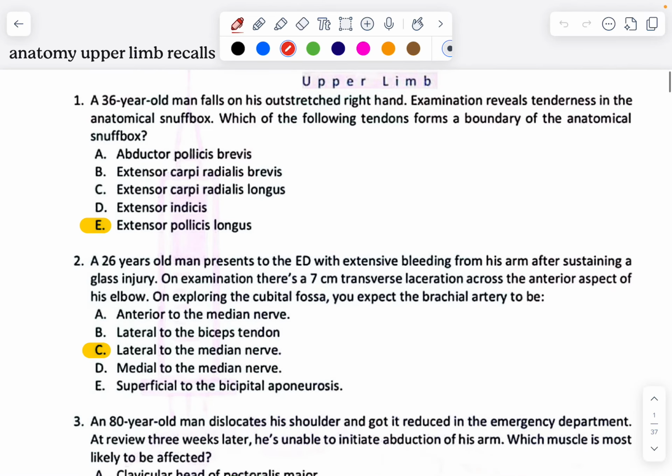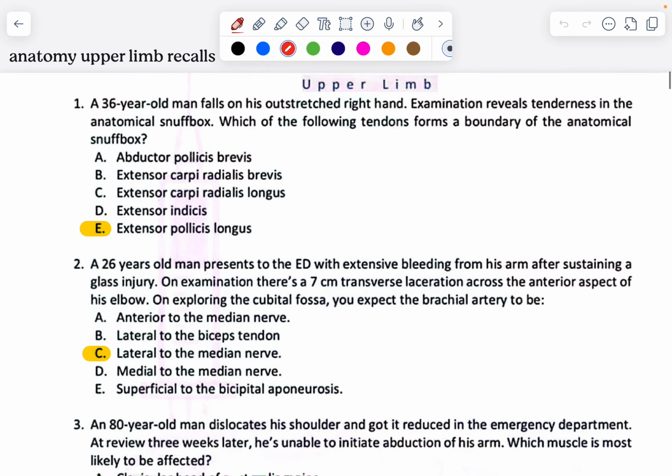Then, a 26-year-old man presents to the emergency department with extensive bleeding after sustaining a glass injury, with a 7 cm transverse laceration across the anterior aspect of the elbow. On exploring the cubital fossa, the brachial artery. Median nerve is always medial and the brachial artery has to be lateral.